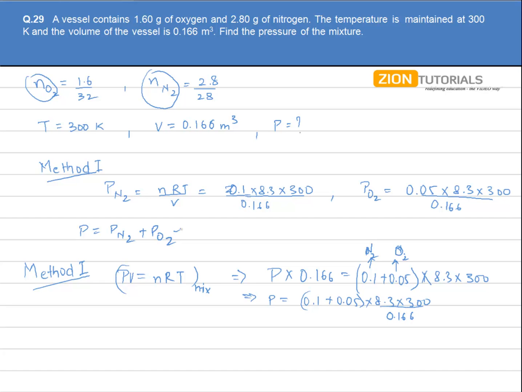So even if you are adding these two, or otherwise getting the total pressure by this, you will get the same value, because if we add these two, we can take 0.1 plus 0.05 and take 8.3 into 300 divided by 0.166 as common. So basically we are getting the same answer by the two approaches, but the only difference is the difference of thinking and approach. So from both these values, you will get the value as 2250 Newton per meter square.